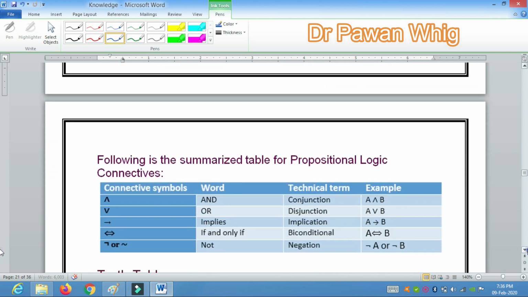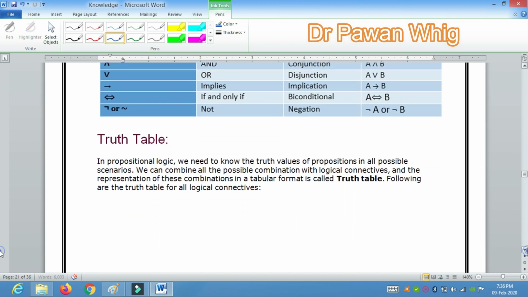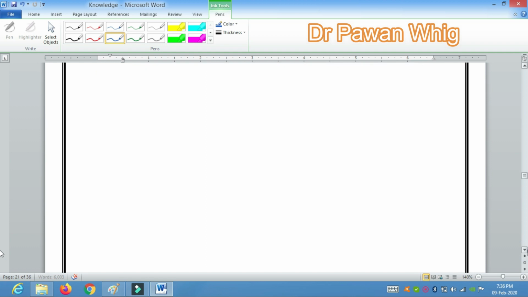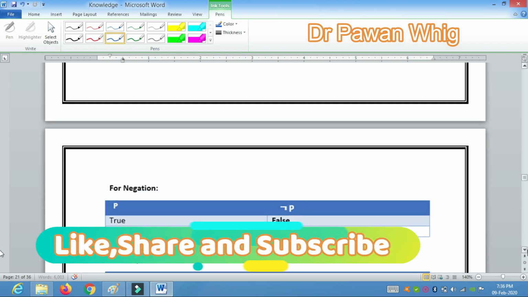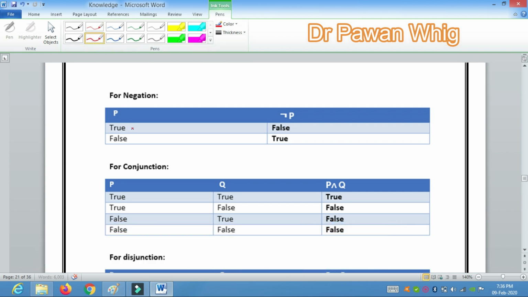So this is a table which summarizes whatsoever I told you. We'll move forward with the truth tables. This is a very important topic. Now, truth table for negation: I already told you, if P is true, then its negation is false, like a NOT gate in digital electronics.